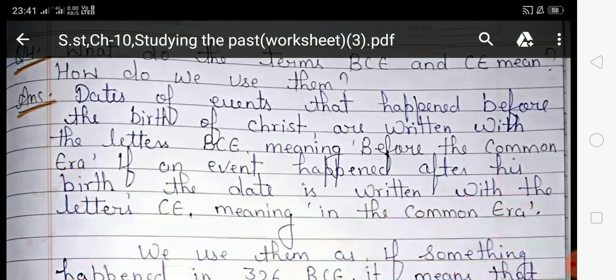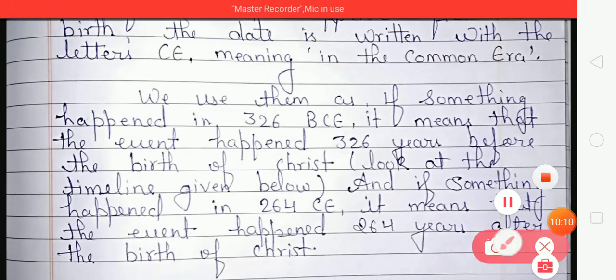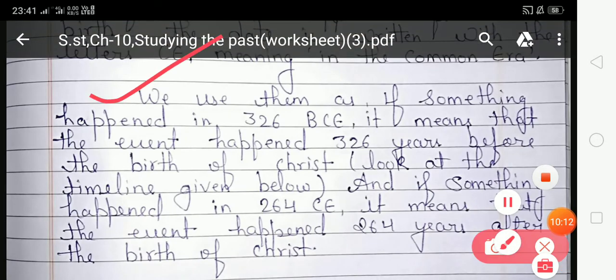Now look at this. How do we use them? We use them as if something happened in 326 BCE. It means the event happened 326 years before the birth of Christ, look at the timeline given below. And if something happened in 264 CE, it means the event happened 264 years after the birth of Christ.